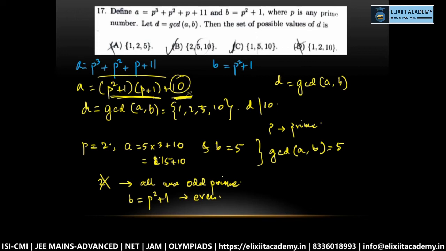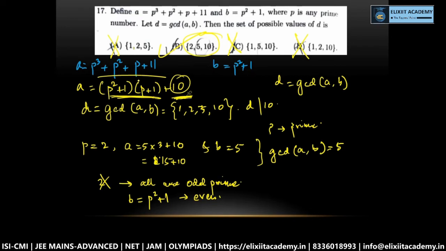So we can start omitting the cases. Here we have the set of possible values of D. Where we have 1, this case can't be correct, and obviously this case also can't be correct. Because they have asked for the set of possible values of D, and the GCD can't be 1, B is the correct option.